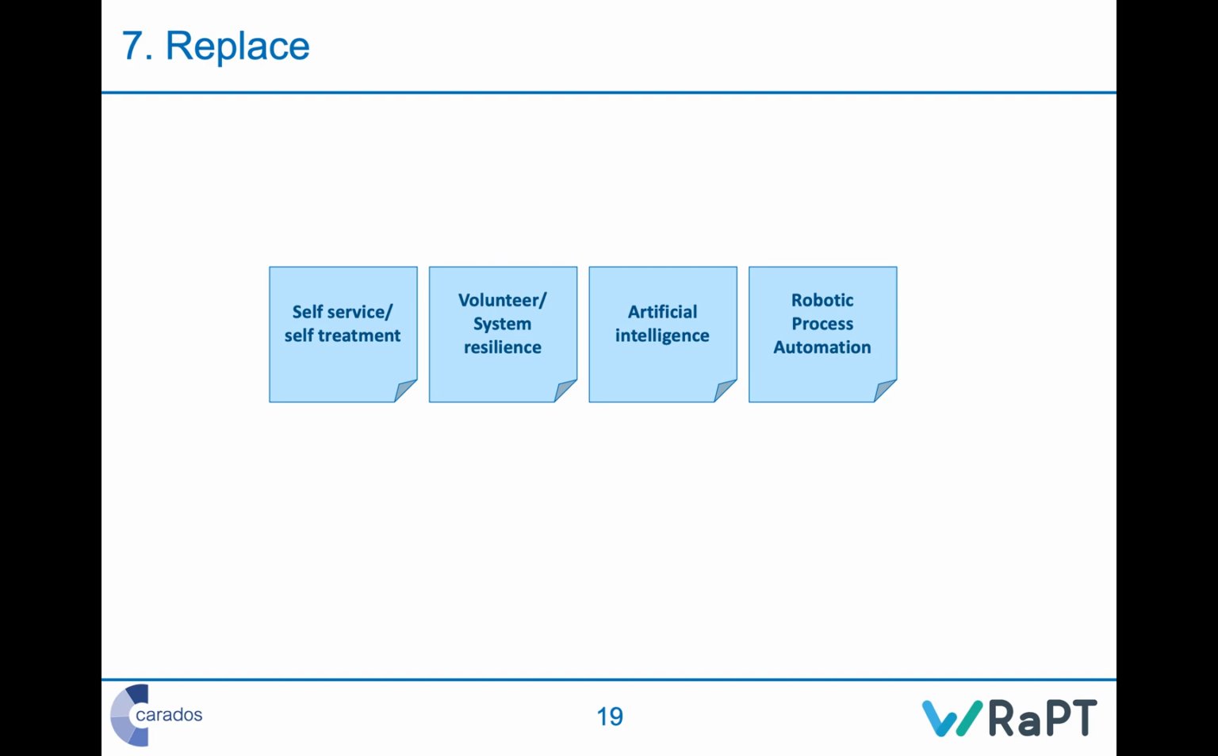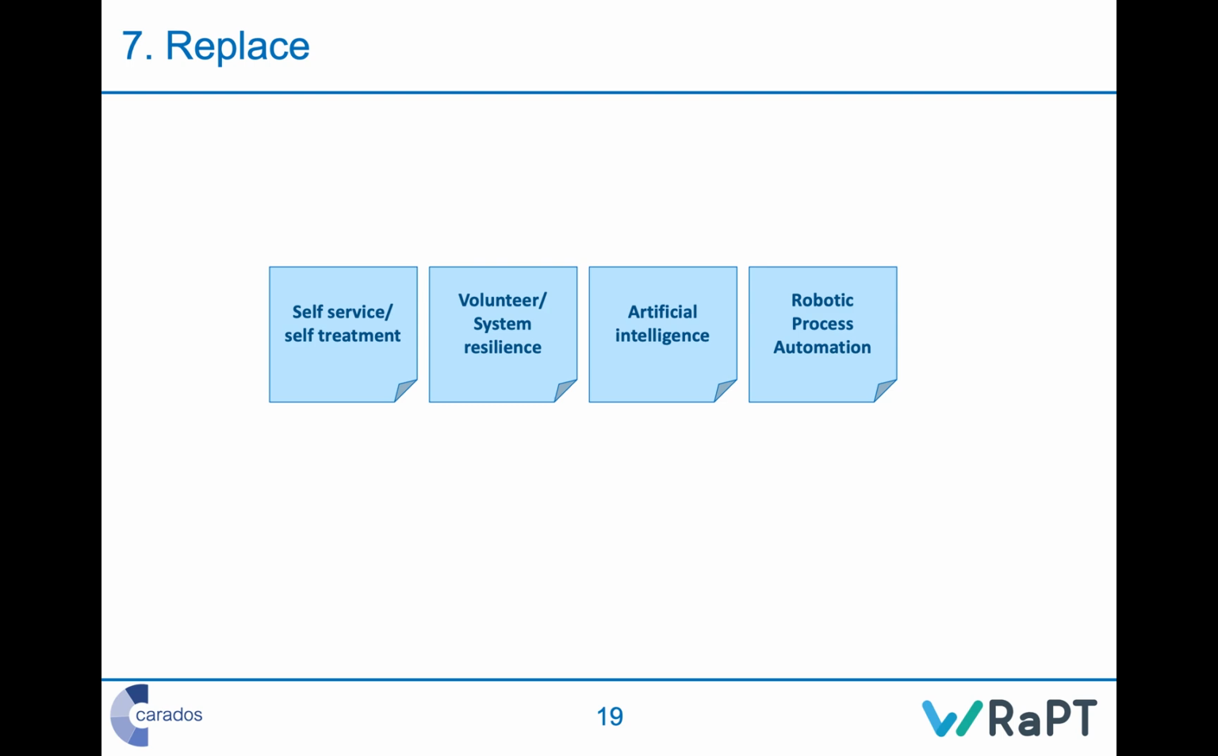The final one is replace, and it kind of fits a little bit within redesign, but you can actually just look at replacement. A few things: self-service or self-treatment. So you can see that in terms of mental health. Is there more that we can do to reduce the need for staff by reducing the amount of people coming in through the door? So can people self-service? Can they self-treat? Can they self-refer to things? Can they go straight to physio, for example, without having to go through an admin or a GP function or whatever? There's a lot of stuff you can do around that.